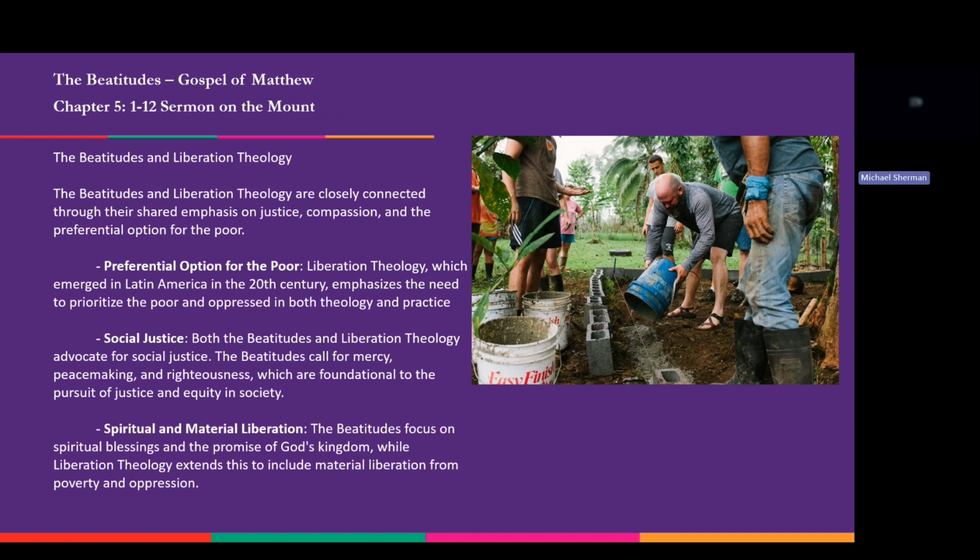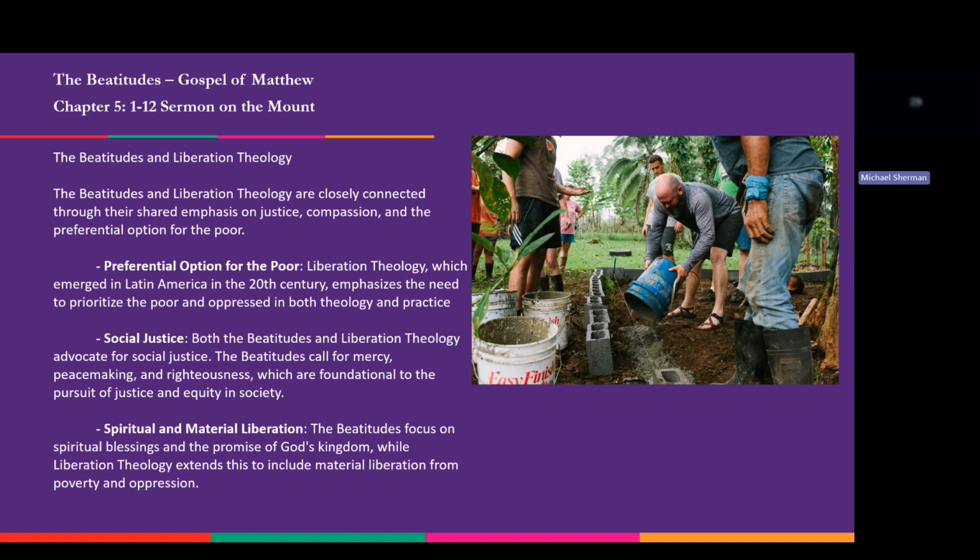In terms of the connection between the Beatitudes then and liberation theology, they are closely connected. And I'll speak a little bit first about the close connection before I go into some detail about liberation theology itself, its origins, its philosophical and theological influences, and then its contemporary expressions. So the link between liberation theology and the Beatitudes, they're closely connected through their shared emphasis on justice and the preferential option for the poor.